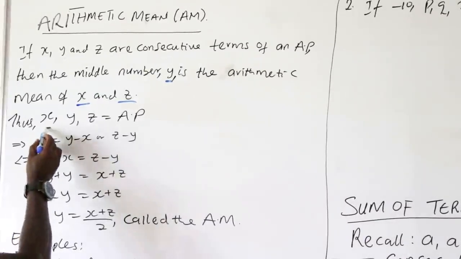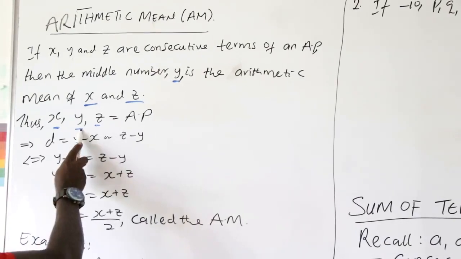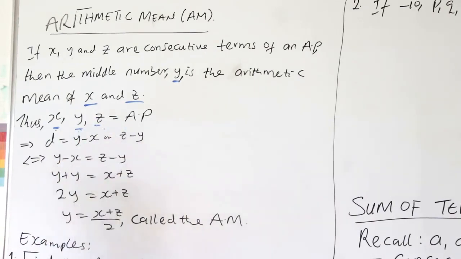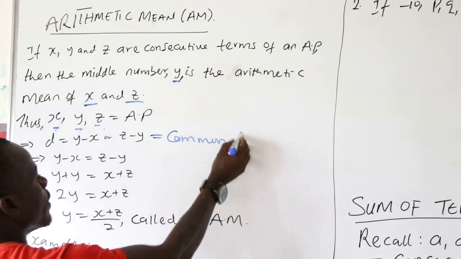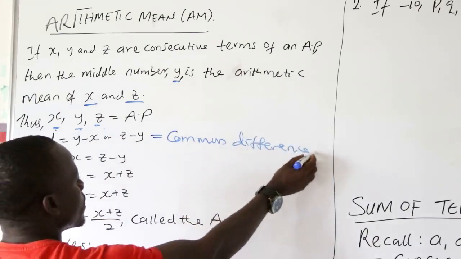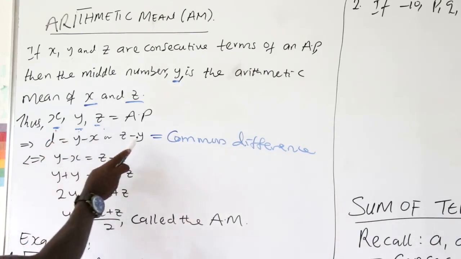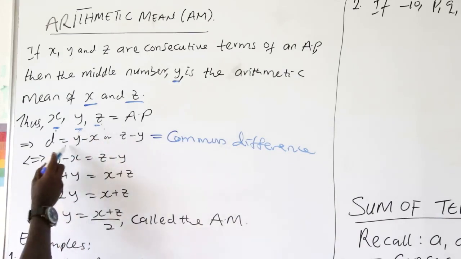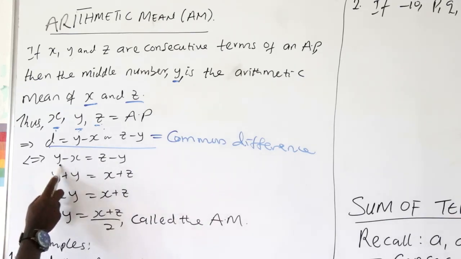Now, if we have x, y, z as consecutive terms of an arithmetic progression, then from our knowledge of common difference, we say common difference is the second term minus the first term, or third term minus the second term, or fourth term minus the third term if you have other terms. So the common difference is what we use to get the arithmetic mean. So which is second term minus first term, and the same thing as third term minus second term, and that's what we have here.